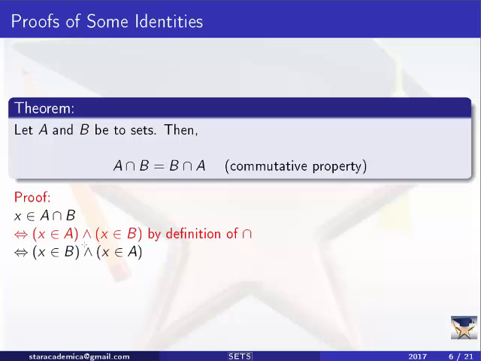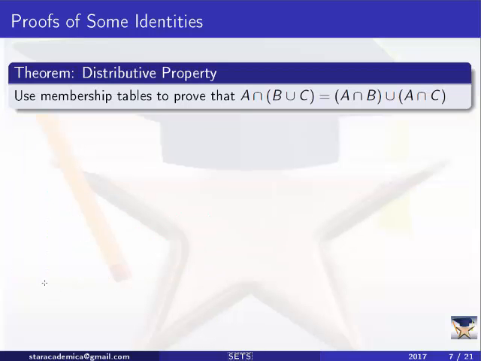Okay, now what can we do? We know that the logical AND is commutative. So we can switch these two statements. This is equivalent to x in B and x in A, again by the commutative property of the logical AND operator. So this means by the definition of intersection that x is an element of B intersect A. So actually we are done.